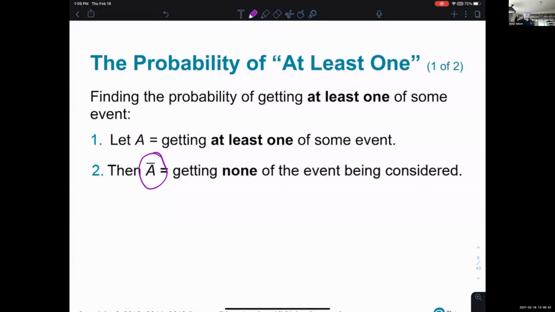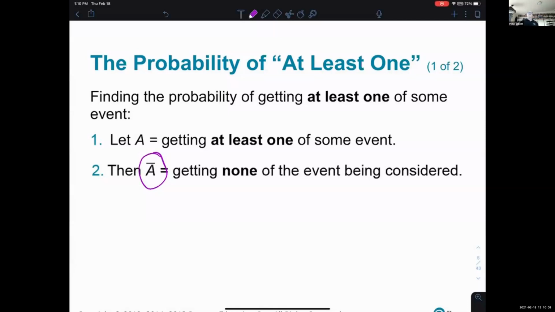So if A was that I got heads when I flipped a coin, then the complement of that was that I did not get heads when I flipped a coin. And since there's only 2 possibilities, that would mean I got tails instead. If I am picking from a bunch of numbers from 1 to 100, and the event A is that I pick a number between 1 and 10, then not A would mean I did not pick a number between 1 and 10, meaning I picked something bigger than 10.